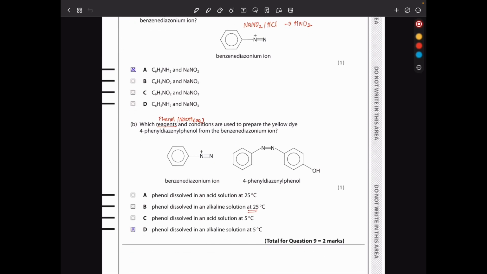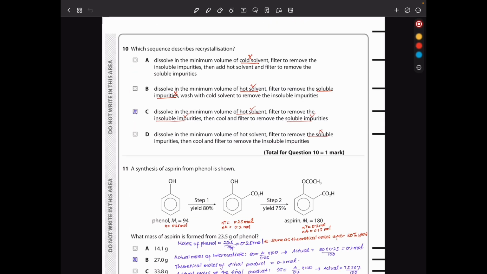And in part B, which reagents and conditions are used to prepare the yellow dye phenyldiazenyl phenol from benzene diazonium ion? So this is the product they're talking about, and since it's being prepared from this, the other should be phenol. So I said phenol dissolved in an alkaline solution at 5 degrees. That is correct.